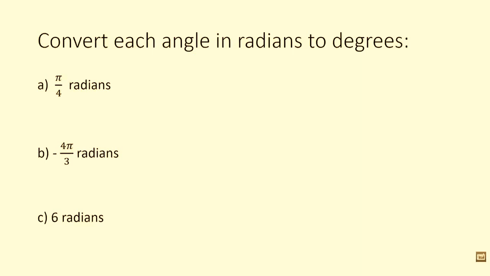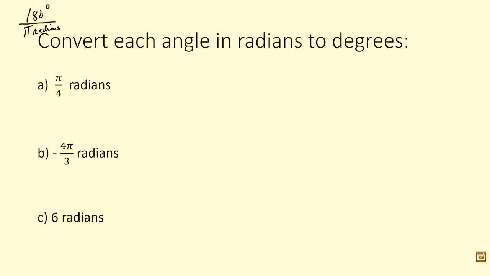All right, in this example, we will convert an angle measurement from radians to degrees. In order to do this, we will be multiplying by 180 degrees over pi radians. So to convert radians to degrees, we're going to multiply by 180 degrees divided by pi radians.